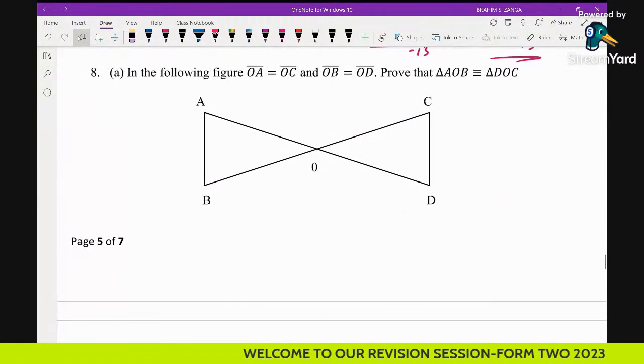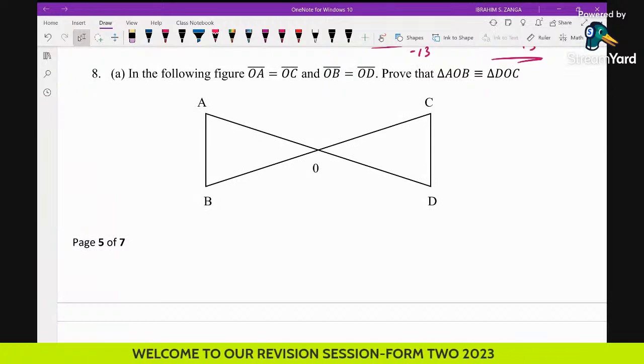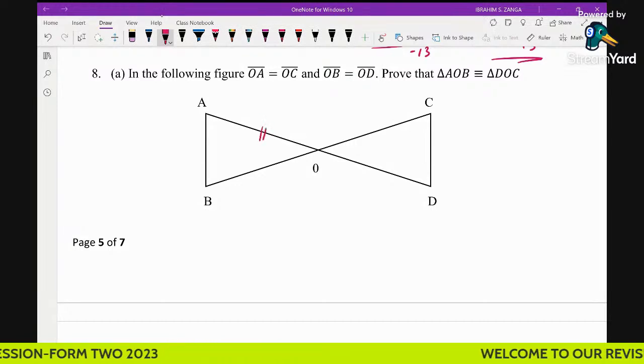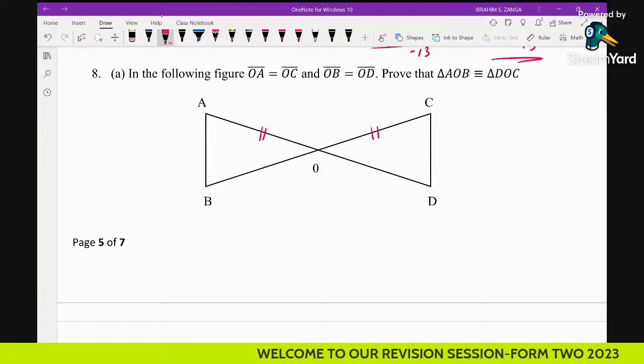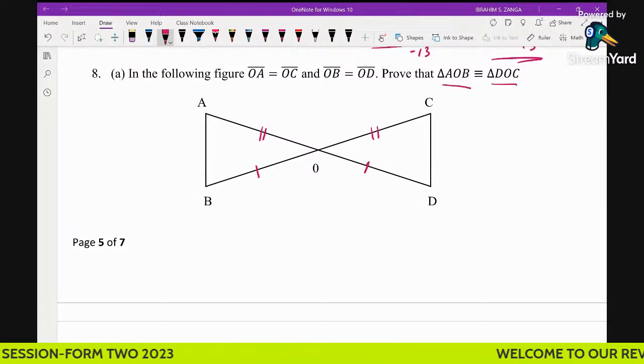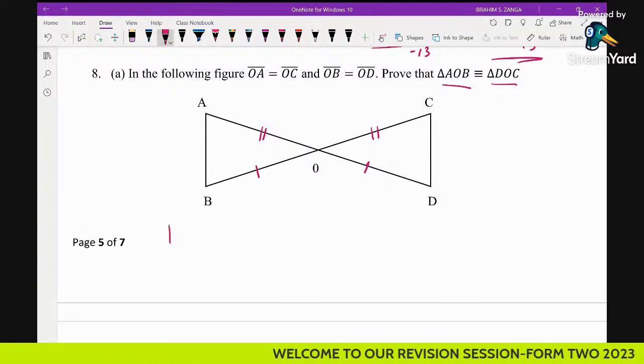Going to question number 8. In the following figure, OA equals OC. So we're given that OA equals OC, and OB equals OD. Prove that triangle AOB is congruent to triangle DOC. So here the proof, dear students.